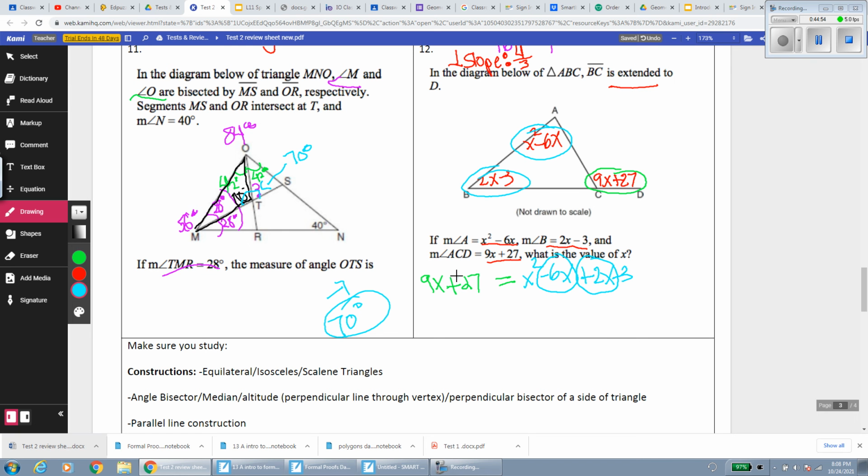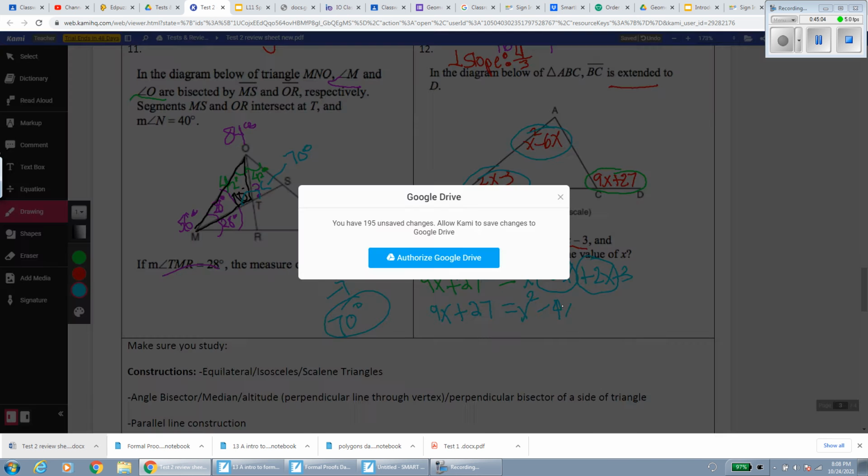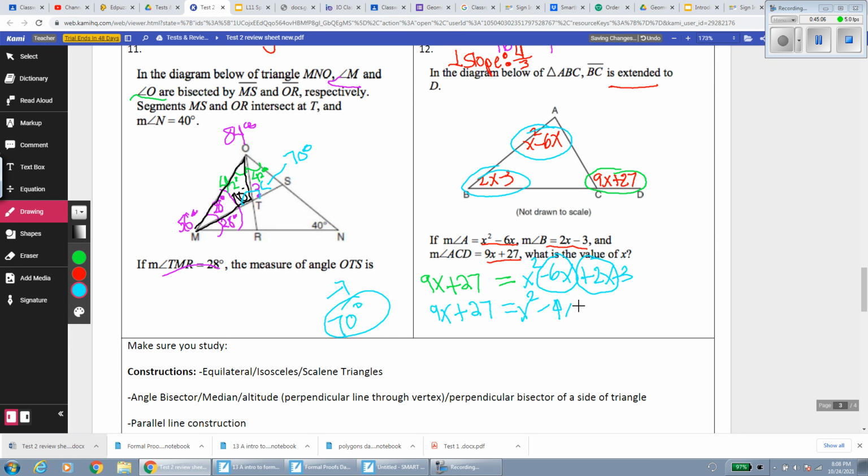So that's still here: 9x plus 27 is equal to x squared minus 4x minus 3. Let me just erase that because it doesn't really look like a 4 and I don't want any confusion with that. There we go. And I see already that my largest exponent is 2. I have something to the power of 2.